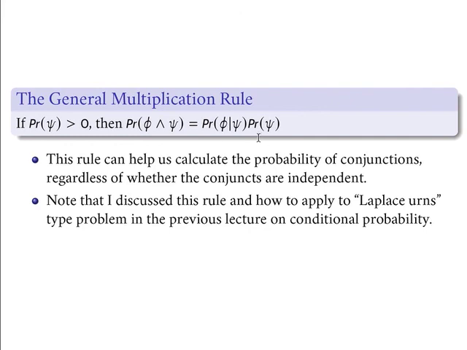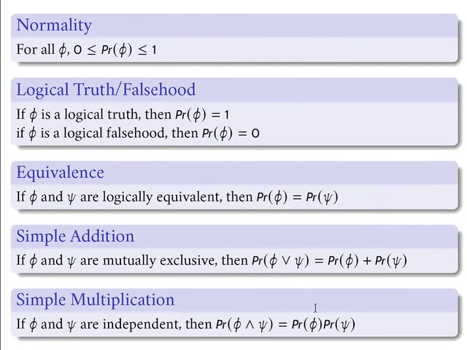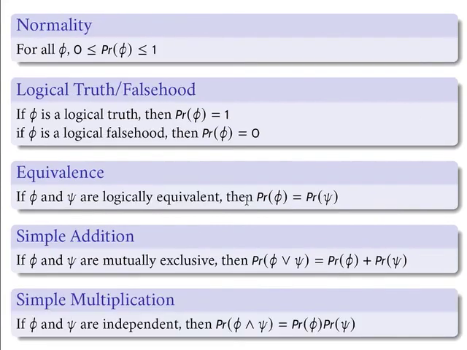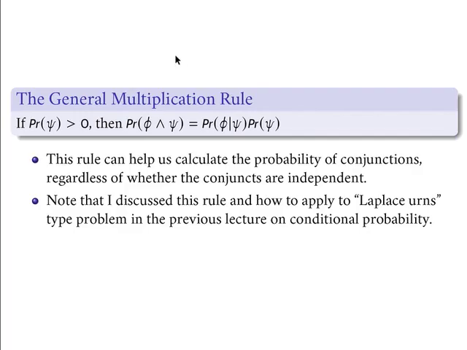So even if the conjuncts are independent, you can still apply this rule, and it'll actually end up being the exact same as this rule here, because what it means for phi to be independent of psi is that phi's conditional probability on psi is the same as its unconditional probability. So the probability of phi given psi can just be replaced by the probability of phi when phi and psi are independent.